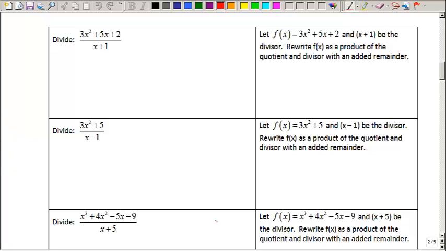Next, we'd like to practice our synthetic division by doing several examples. We're going to be working the examples on the left column. On the right column, just go ahead and leave that for now. We'll come back to that in just a minute.